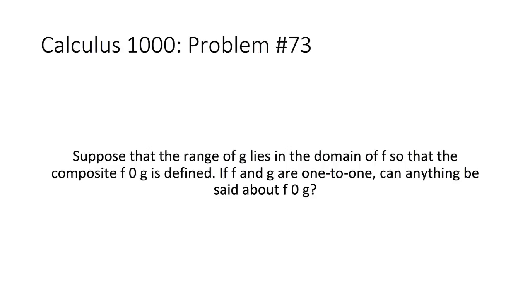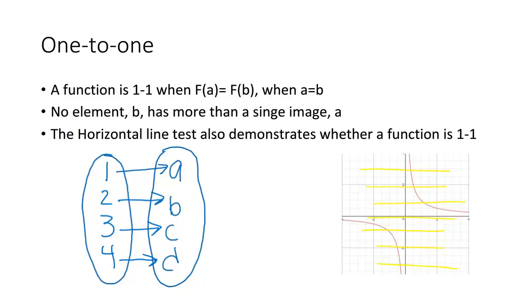In order to understand this problem, first we will look into one-to-one functions and how they work, and then we will go into an example to break it down. So what is a one-to-one function? A one-to-one function is a function where f of a is equal to f of b only when a equals b, or no element of b has more than a single image of a.